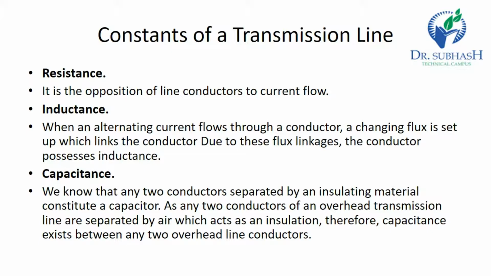When alternating voltage is impressed on the transmission line, the charge on the conductor at any point increases and decreases with the increase and decrease of the instantaneous value of voltage. The result is that current flows between the conductors.